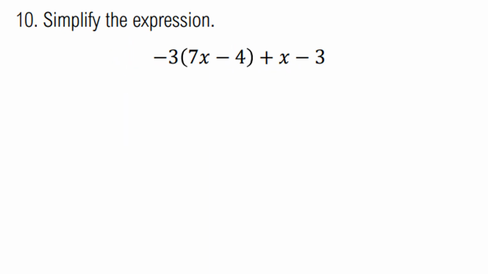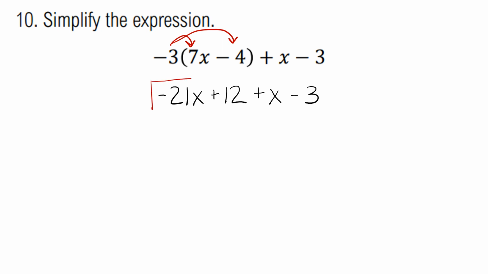Number 10, simplify the expression negative 3 in parentheses 7x minus 4 plus x minus 3. We start by distributing our parentheses and we multiply the negative 3 with the 7 to get negative 21x. We also multiply the negative 3 and the negative 4. Two negatives make a positive 12. The plus x and the minus 3 stay the same as they were not part of the parentheses.